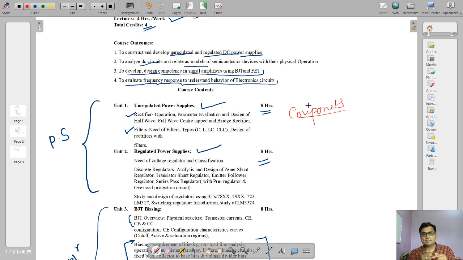Another component used in the rectifier is the transformer. So first I need to be very clear about the transformer. So we'll start this chapter, unregulated power supply, in the next lecture, and before starting it we will understand the components. We will have a review of diode theory and a review of the transformer. So well done then. As a first lecture, I think that much is sufficient, and from the next lecture definitely we are going to start with the first unit of your syllabus, that is unregulated power supply.